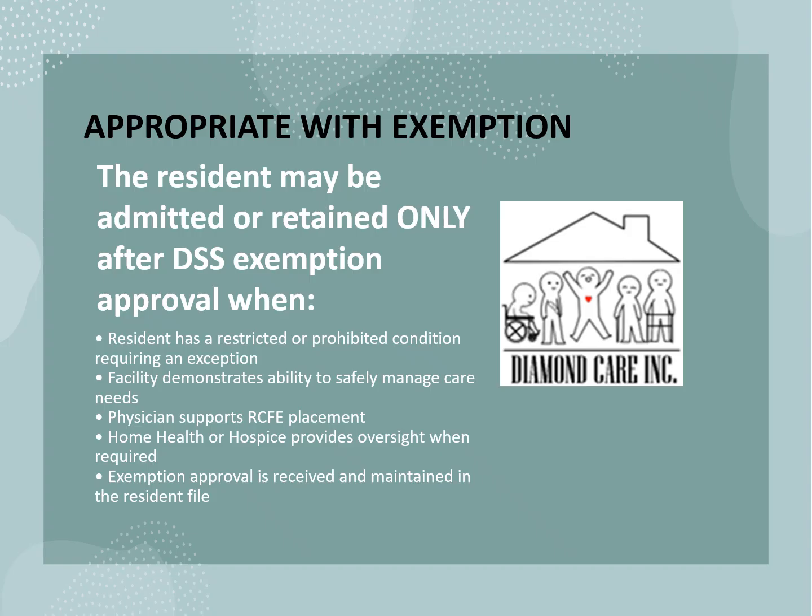Exception approval is received and maintained in the resident's file. And sometimes DSS may put limitations on an exception. For example, must be resolved within 6 months. So we might have a resident come in who has a Foley catheter that they can self-manage, but it is a short-term temporary Foley catheter. We would require home health, but the catheter may need to be removed by the end of 6 months per the Department of Social Services, as part of their negotiation for us to allow that resident in our facility.